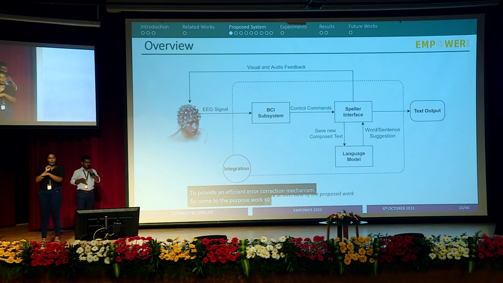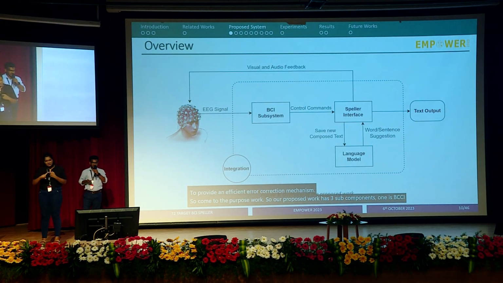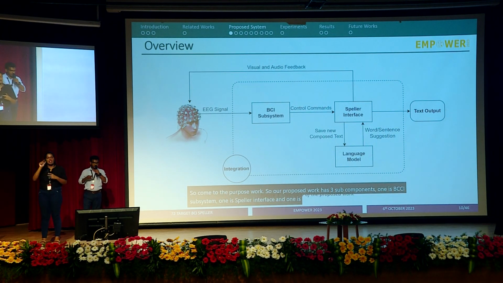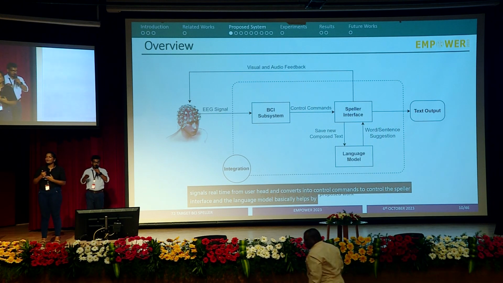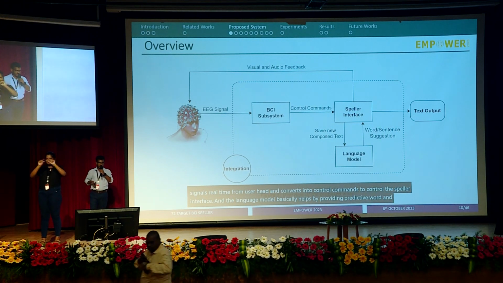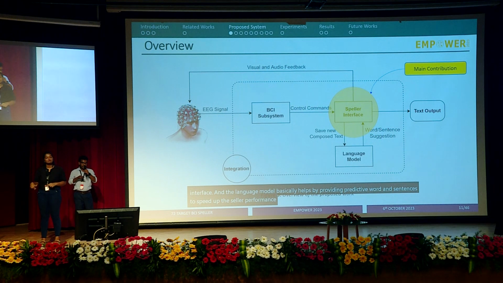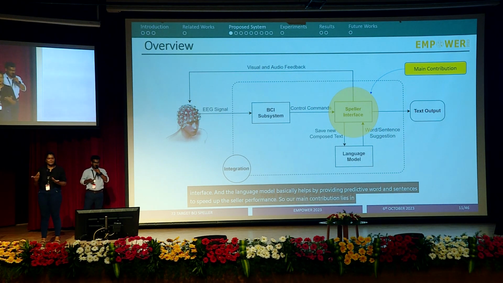Our proposed work has 3 subcomponents: one is the BCI subsystem, one is the speller interface, and one is the language model. The BCI subsystem records EEG signals in real time from the user's head and converts them into control commands to control the speller interface. The language model helps by providing predictive words and sentences to speed up the speller performance. Our main contribution lies in the speller interface part.